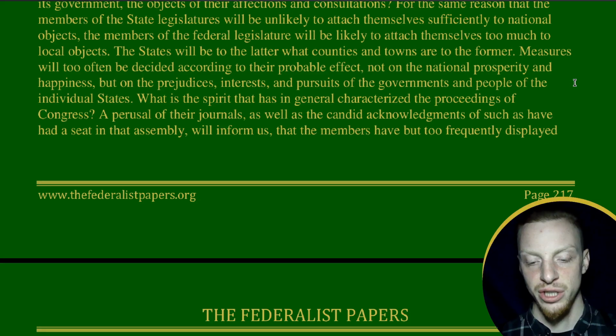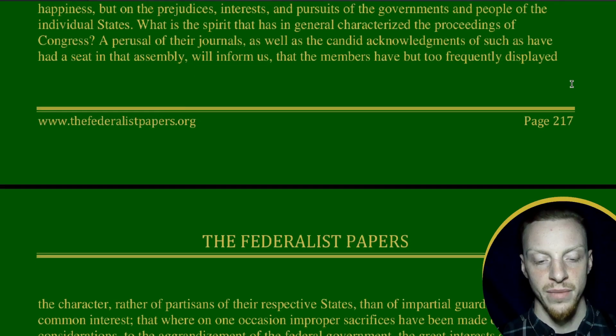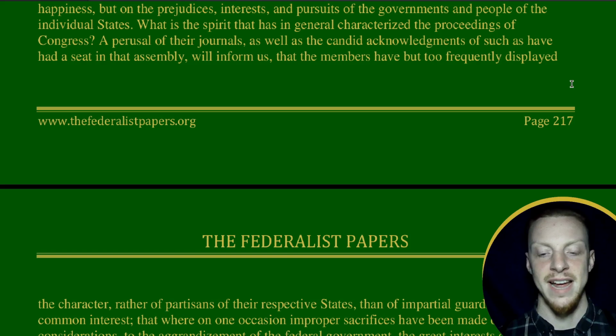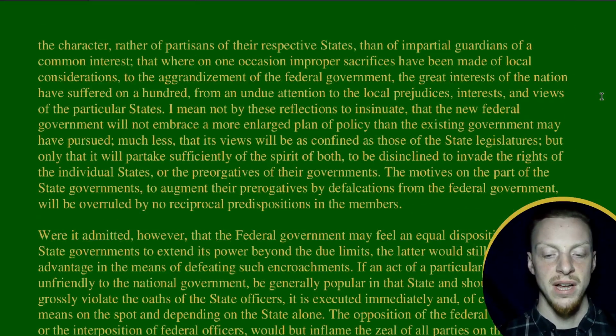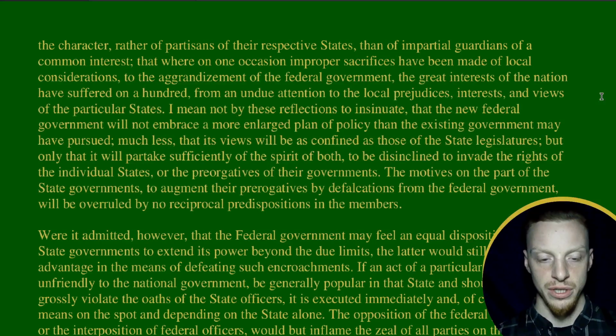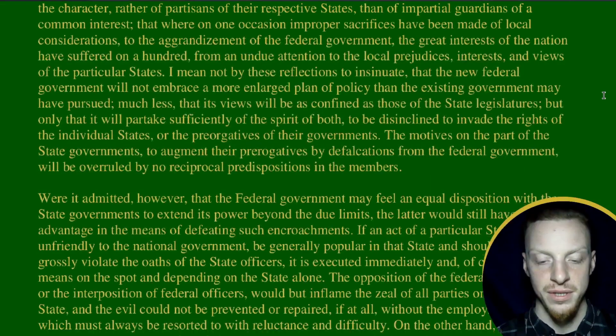What is the spirit that has in general characterized the proceedings of Congress? A perusal of their journals, as well as the candid acknowledgments of such as have had a seat in that assembly, will inform us that the members have but too frequently displayed the character rather of partisans of their respective states than of impartial guardians of a common interest. That where on one occasion improper sacrifices have been made of local considerations to the aggrandizement of the federal government, the great interests of the nation have suffered on a hundred from an undue attention to the local prejudices, interests, and views of the particular states.